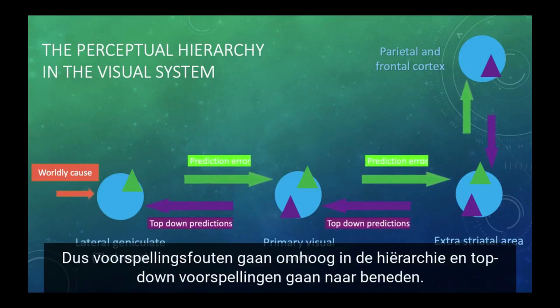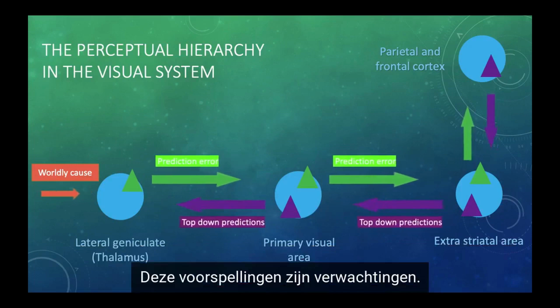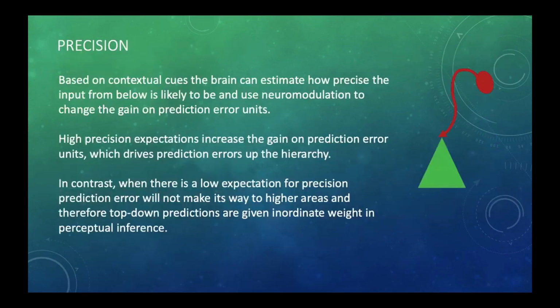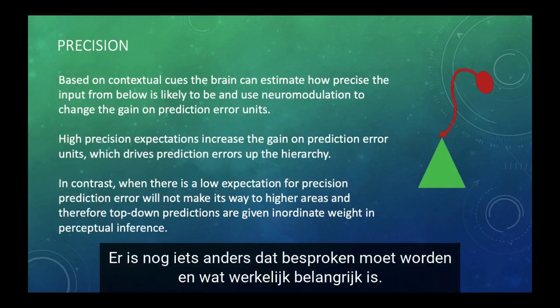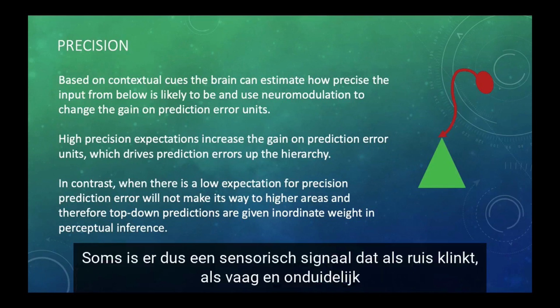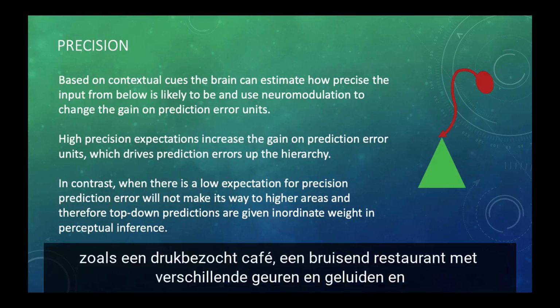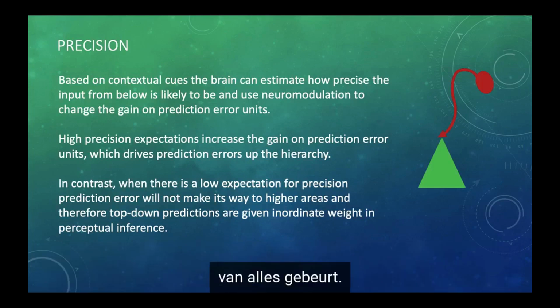So prediction error goes up the hierarchy, and top-down predictions go down, and those predictions are those expectations. Okay. So there's something else that needs to be commented on that's really important: in the environment, the signal-to-noise ratio changes all the time. So sometimes there's a sensory input that's noisy and uncertain, such as when you're in low light conditions or busy pubs or bustling restaurants with different smells and sounds and everything going on.